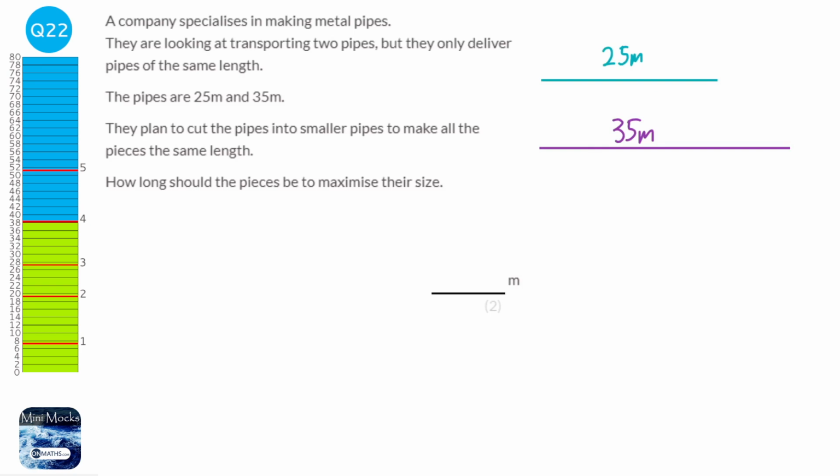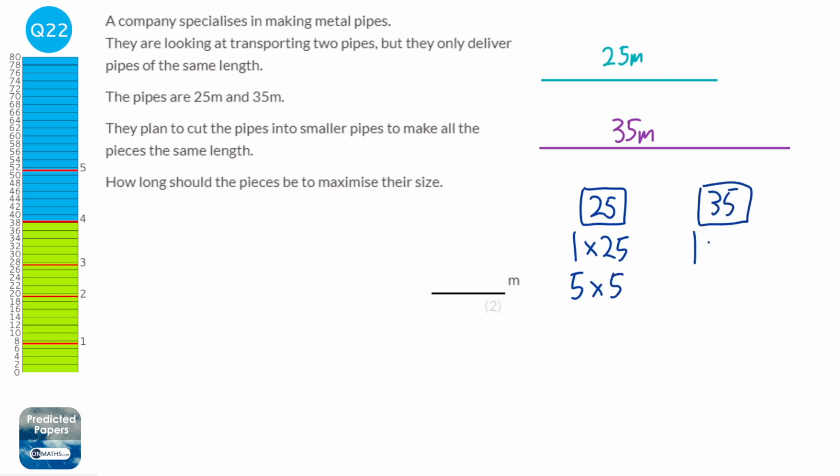So to find the highest common factor, what we do is we just find the factors of 25, which is 1 and 25 and 5 and 5, and the factors of 35, which will be 1 and 35 and 5 and 7. And the highest common factor is the number in both lists, the highest number in both lists, so it's 5. So what we can do is we can cut all of these pipes into 5 metre pipes.